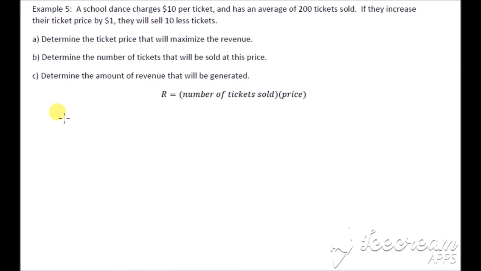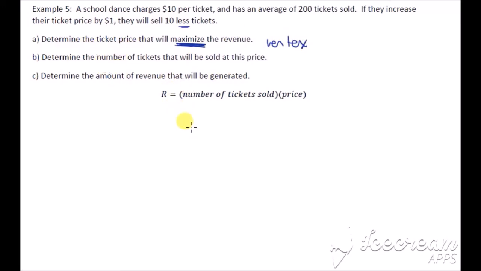Example 5: a school dance charges $10 per ticket and has an average of 200 tickets sold. Okay, if they increase their ticket price by $1, they will sell 10 fewer tickets. Okay, so we're going to determine the ticket price that will maximize the revenue. Okay, maximize asks us to find the vertex. So let's start with that and then we'll keep going.